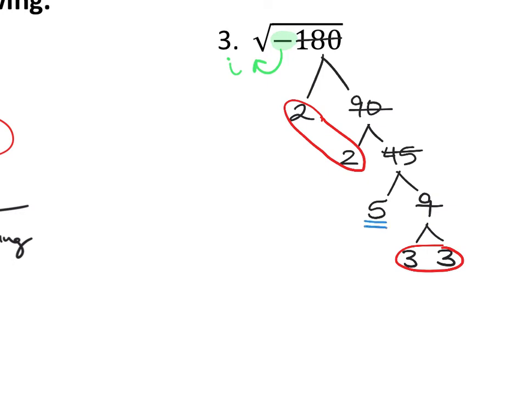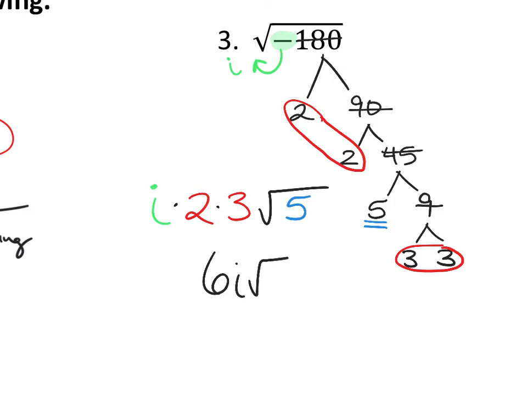All of the circled numbers pop out, the single numbers stay in. So couples go out, singles stay in. Which means I would have an i, a 2, a 3, and a square root of what number? 5. Now, I don't leave my answer like this. I'm actually going to simplify that together and multiply the things. i times 2 times 3, that's 6i square root of 5.